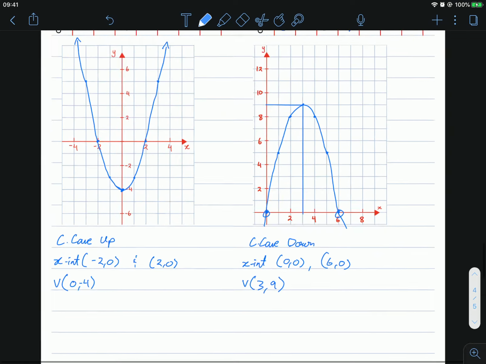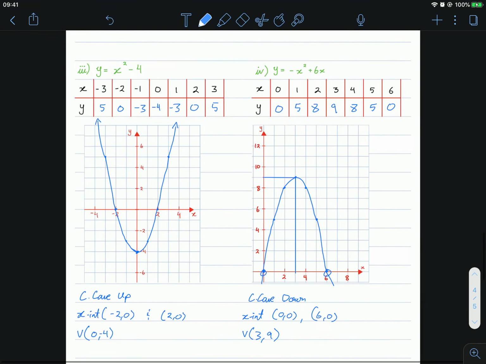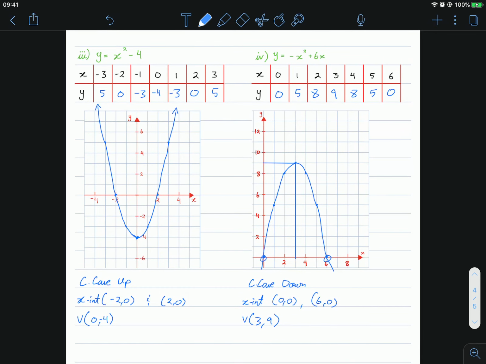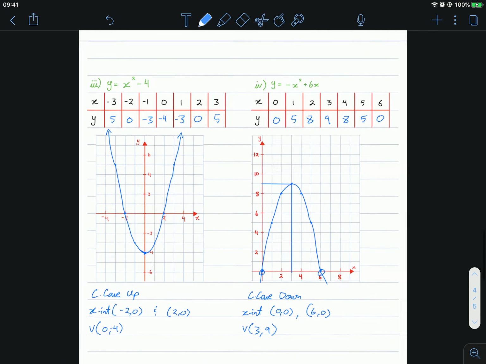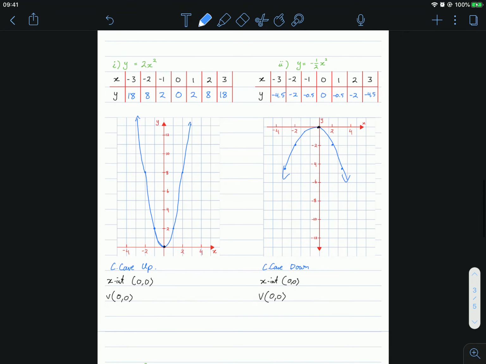And that there is graphing quadratic functions and identifying all their key features using a table of values and a graph.